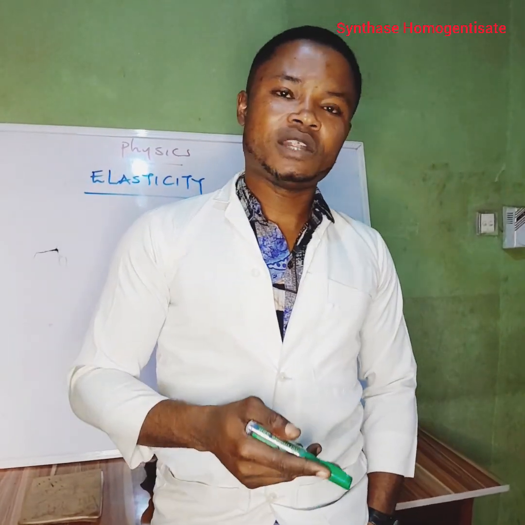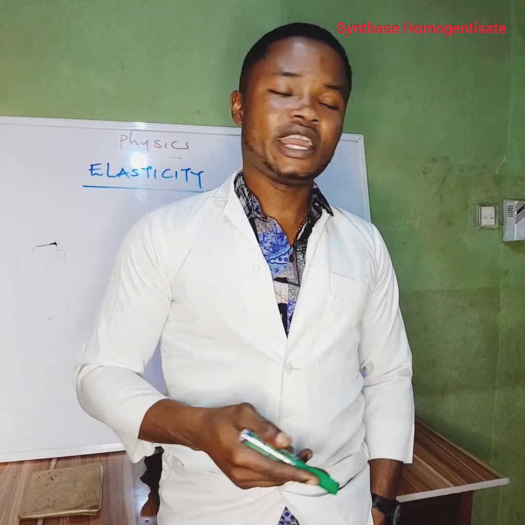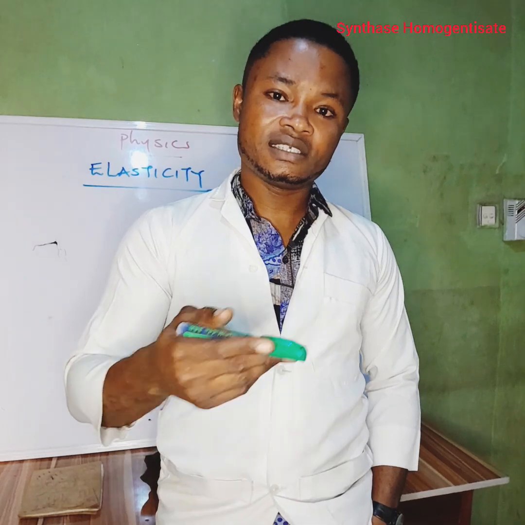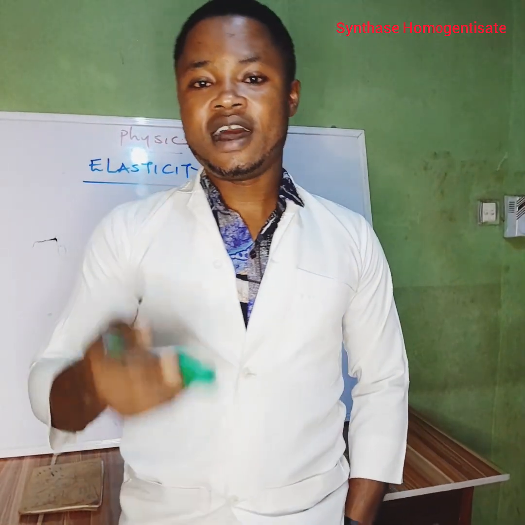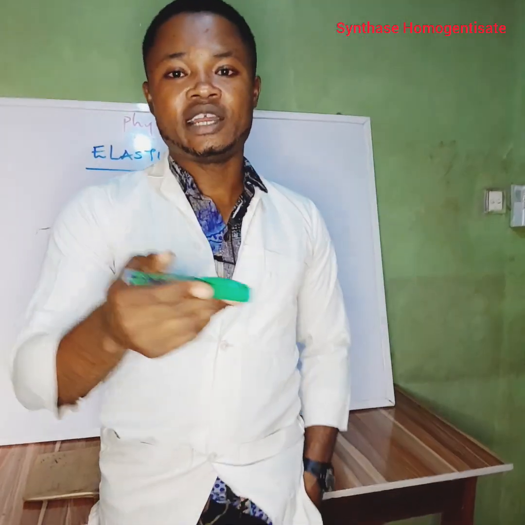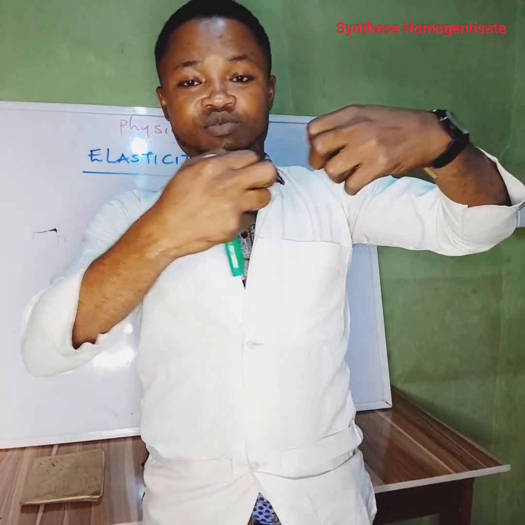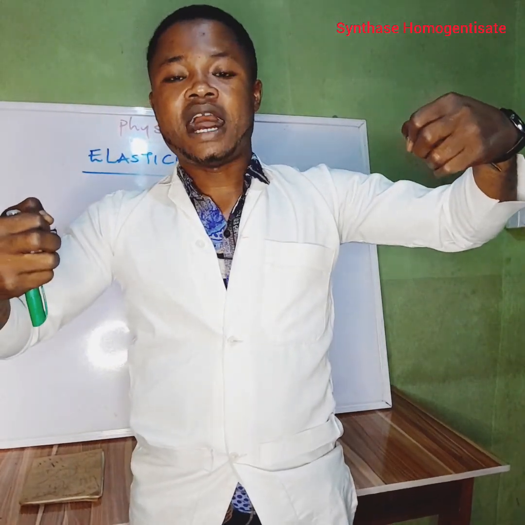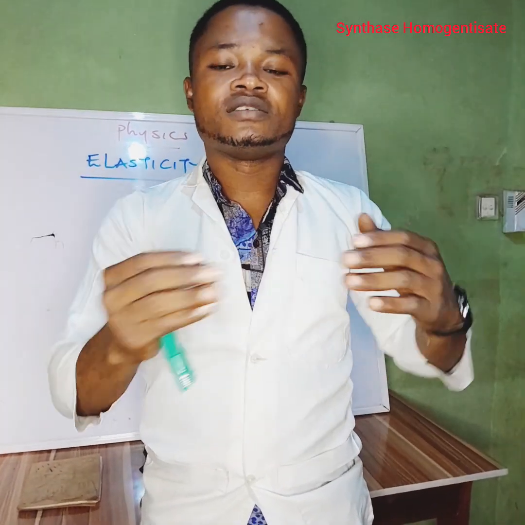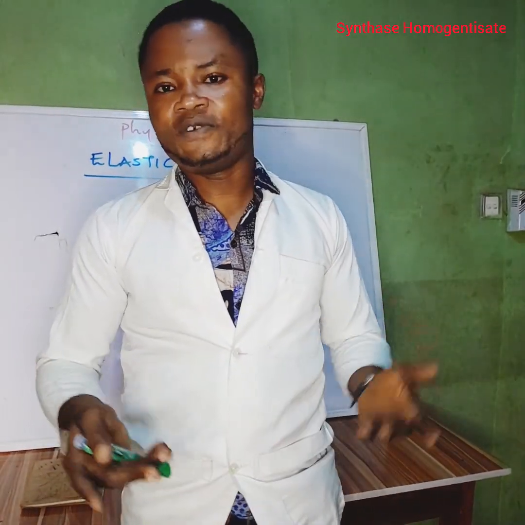Now, let us give an example. You can consider a rubber. A rubber is an elastic material. Why? Because it has the ability to regain its original shape after deformation or after the removal of force from it. When you apply a force on a rubber, that rubber has a tendency to extend or stretch as a result of the effect of that force on it. And after the force has been removed, the rubber returns back to its original shape or size after deformation.